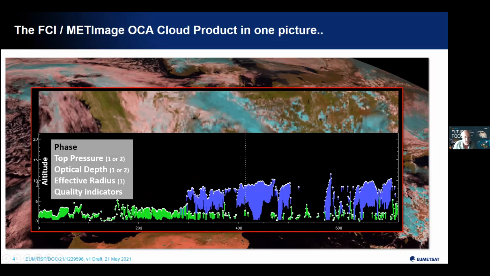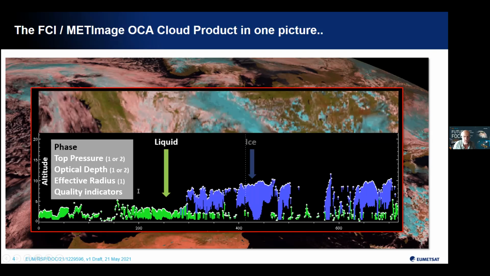So to speak. So here's the altitude 0 to 20 kilometers, and this is the pixel number across this slice. So this is the product set as it is. It consists of phase, pressure, optical depth, effective radius, as I've said. What I haven't mentioned yet is the fact that we do, well, I mentioned right at the start that we do deal with multiple layers to some extent where we can see them. Anyway, so let's go through this. So this is a representation of the OCA-SEVIRI product for this slice, this row slice through here.